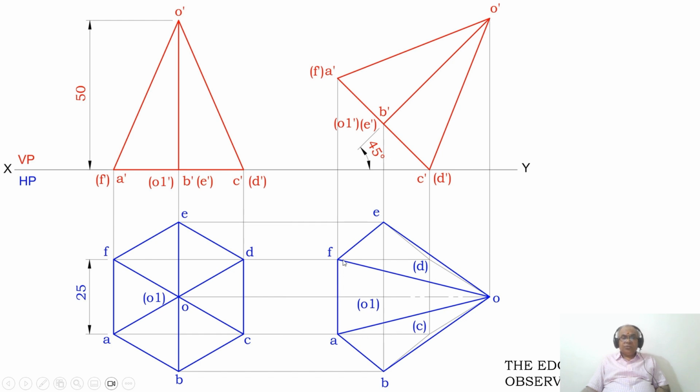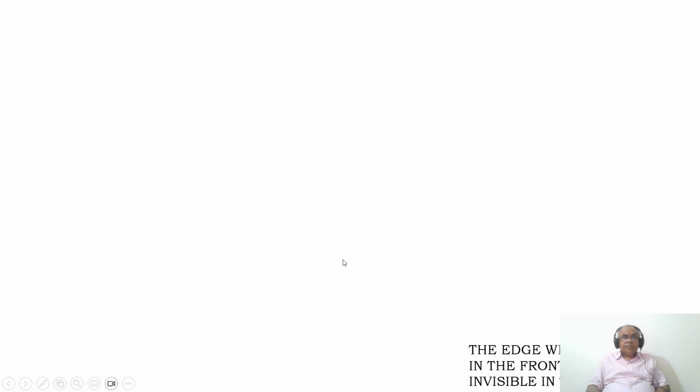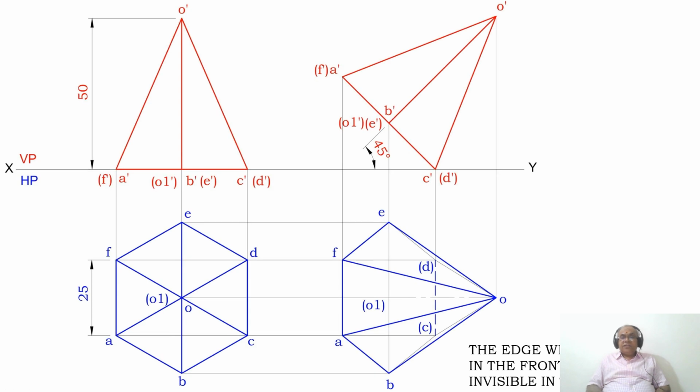Okay. Once you do that, the edge which is on the XY line in the front view is always invisible in the top view. Which is the edge which is on the XY line? It is C dash and D dash. That is going to become invisible. So that means you put C and D in bracket. Once you keep C, D in bracket, then invisible point to invisible point is invisible.